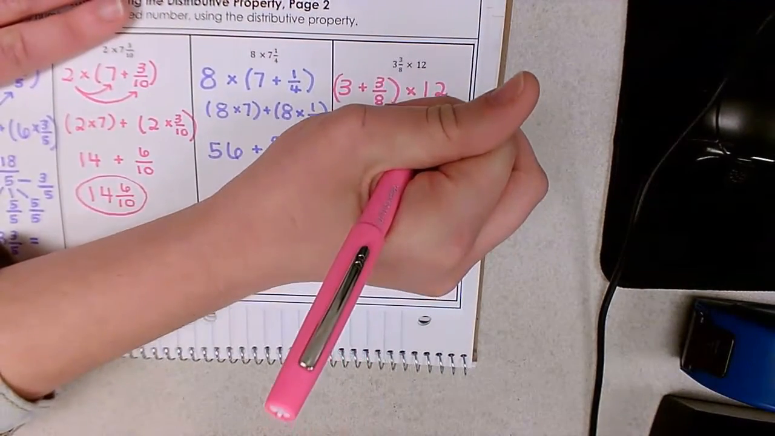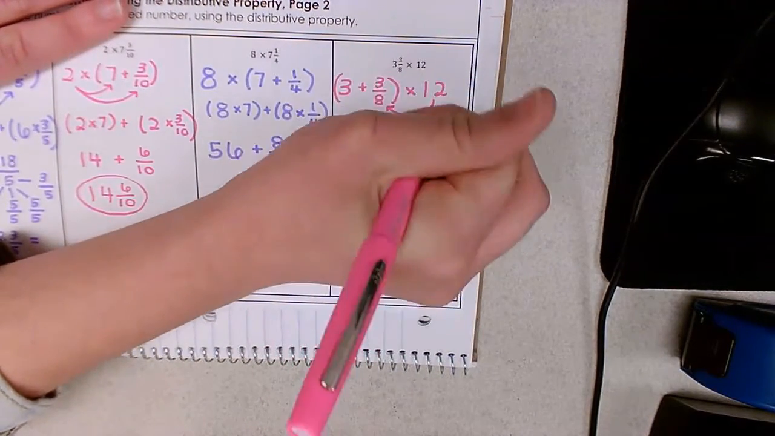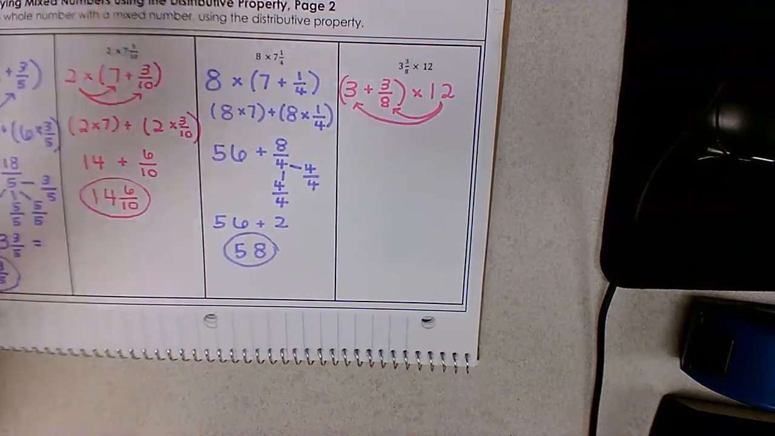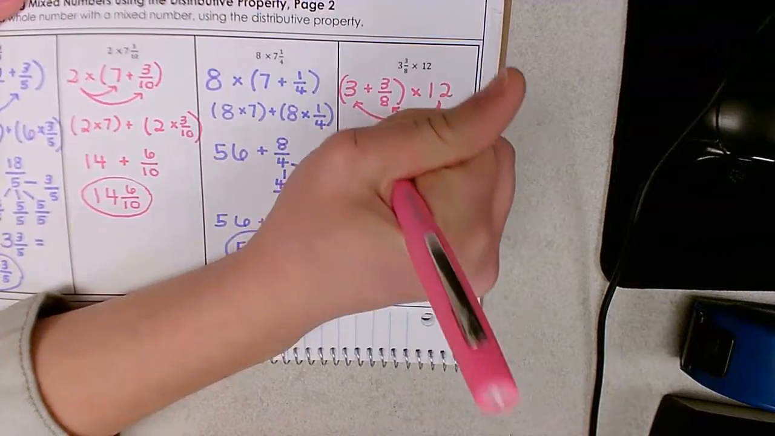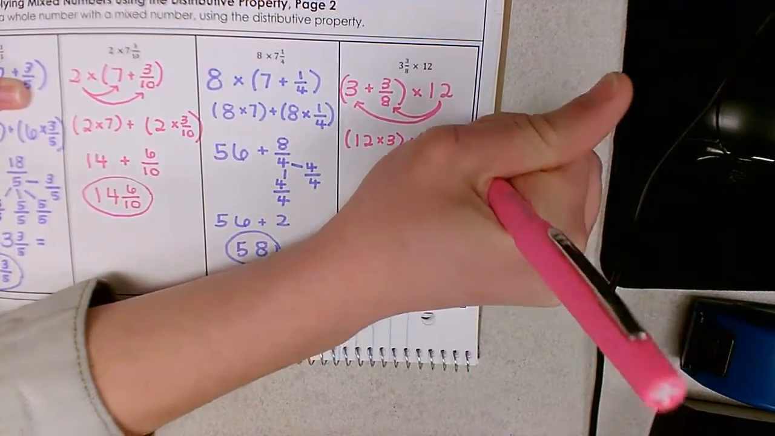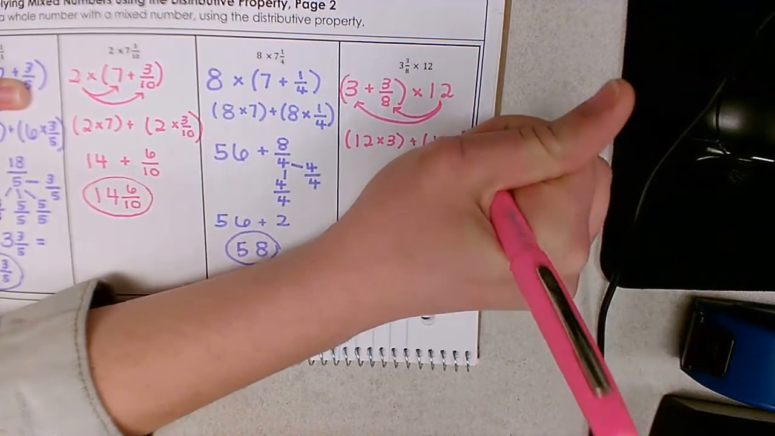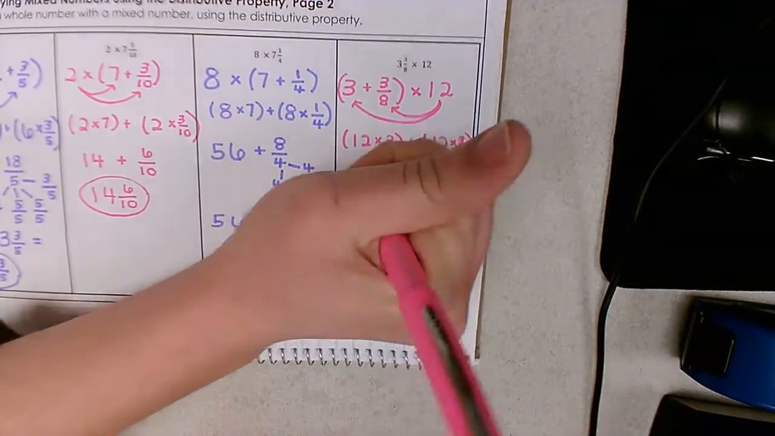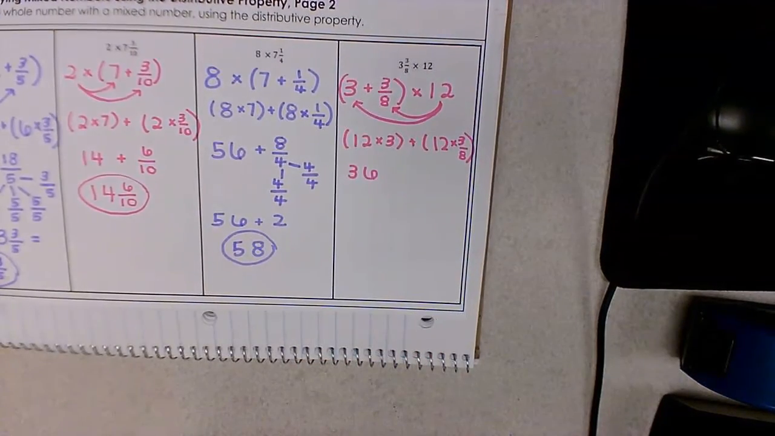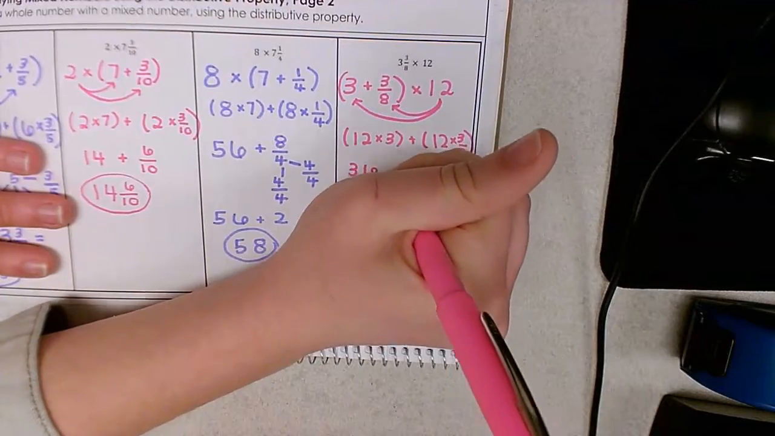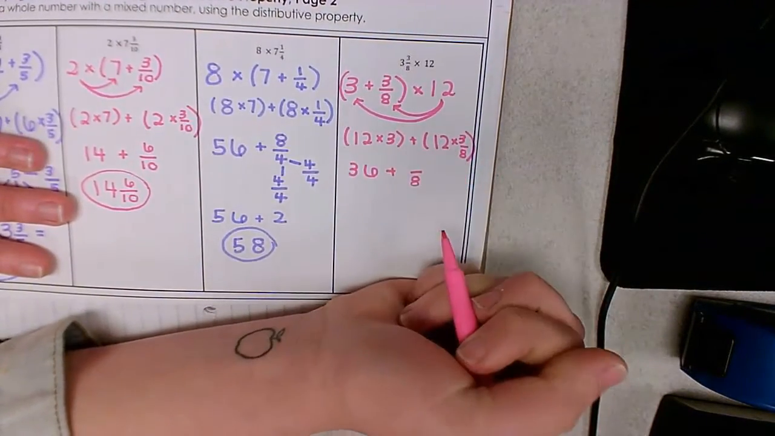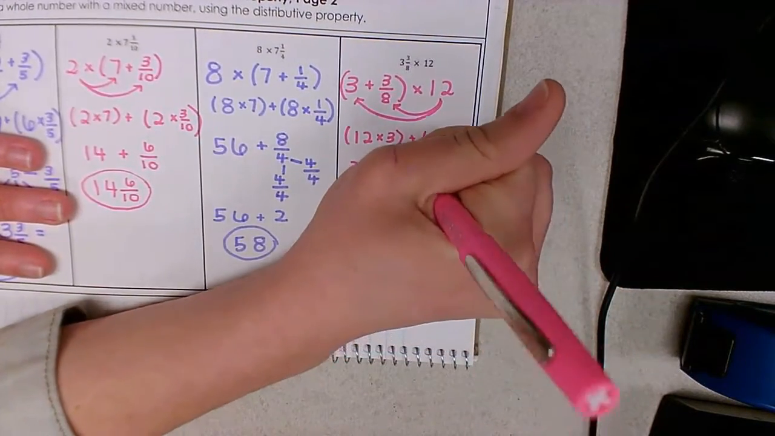I can still distribute my times 12 to my fraction and my whole number separately, even though we're writing it backwards. I can still do 12 times 3 plus 12 times 3/8. 12 times 3, my whole numbers, equals 36. So now let's find our fraction. I know my unit is eighths, so I'll keep it eighths, but we're solving that math fact 12 times 3 again. And 12 times 3 equals 36.